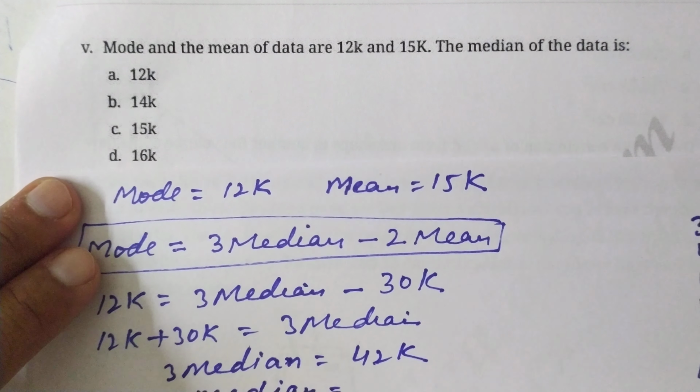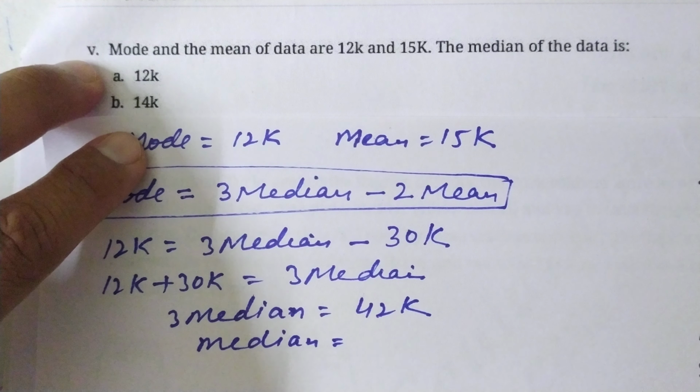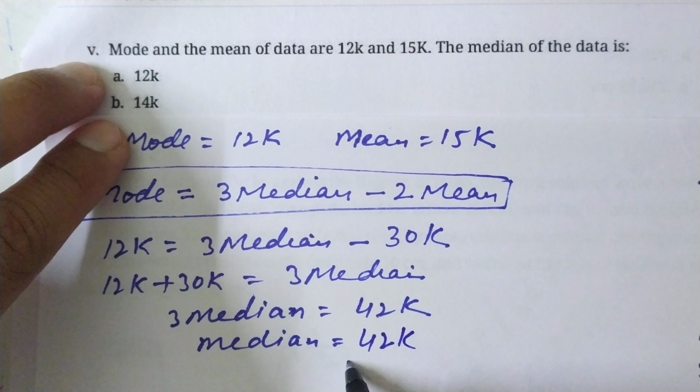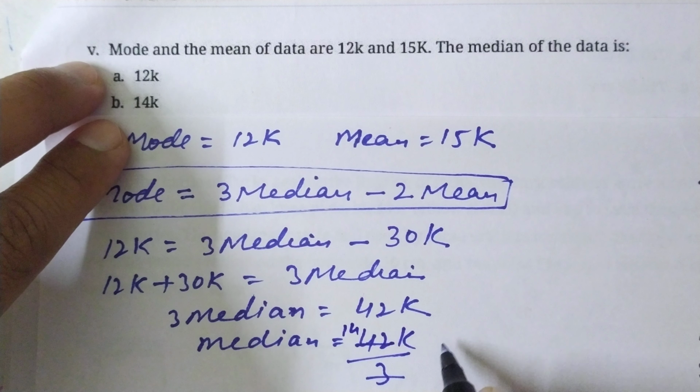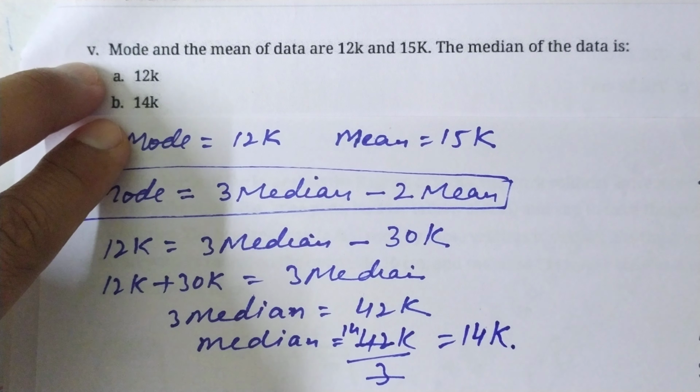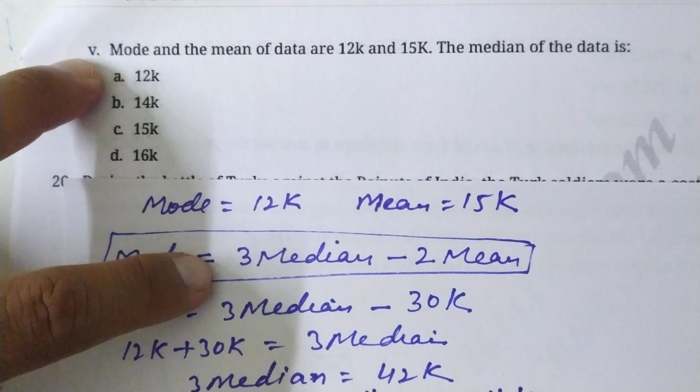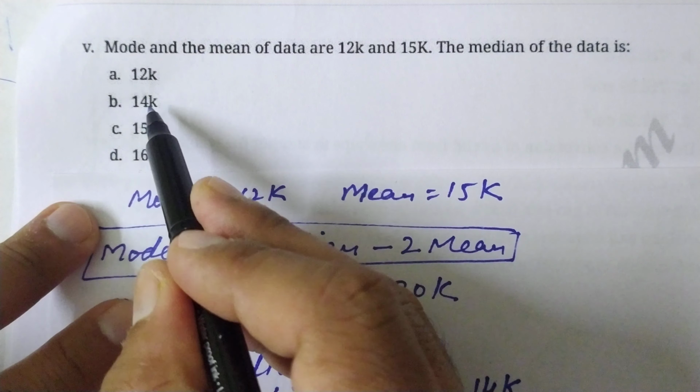So you know 42 over 3, what is it? 42k over 3 is 14k. So median is 14k. So 14k is the correct answer here. So B option is correct.